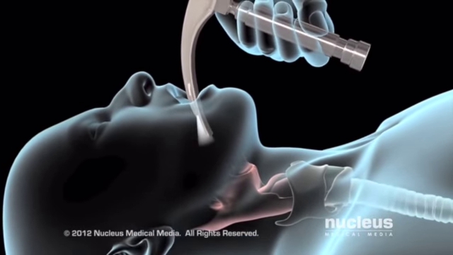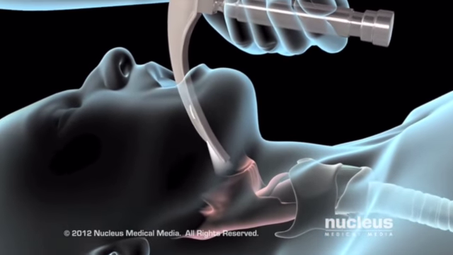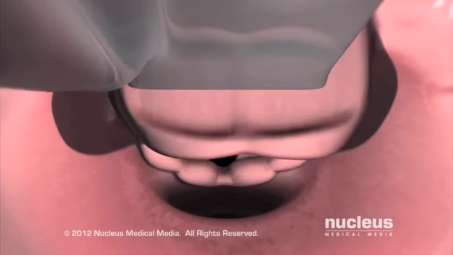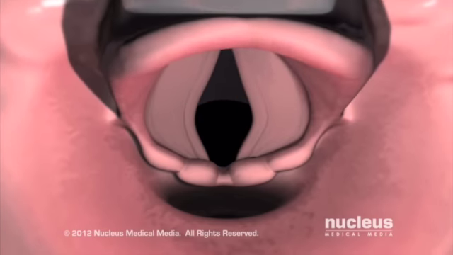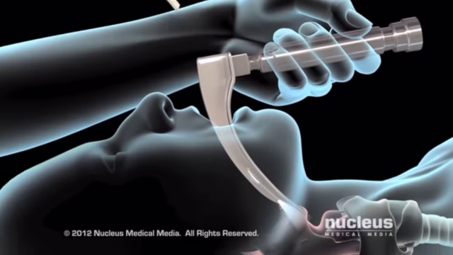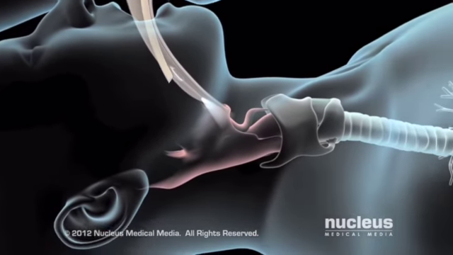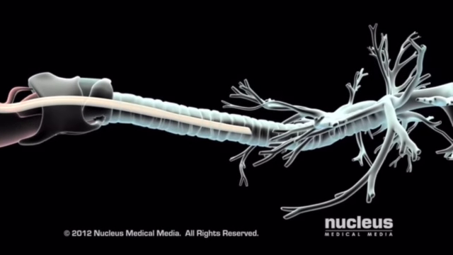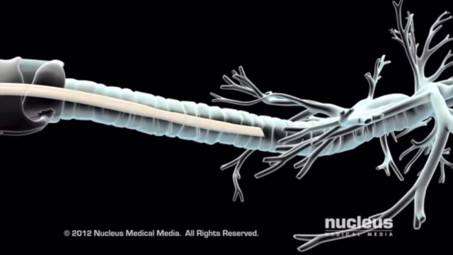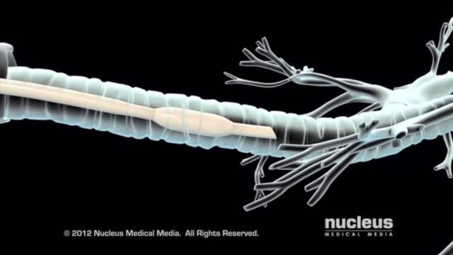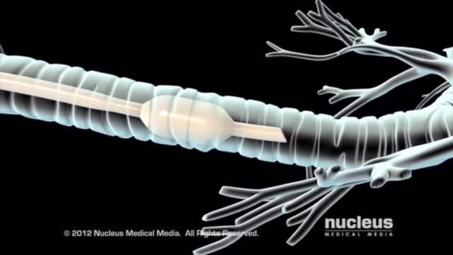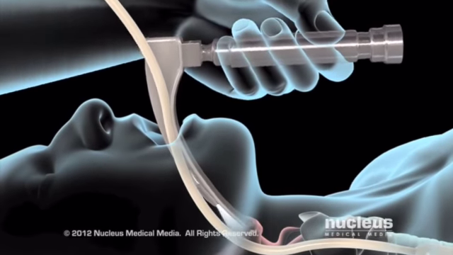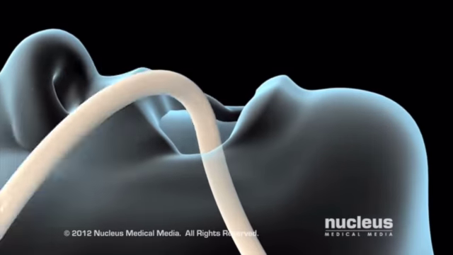The laryngoscope is inserted into the mouth and down into the throat. The blade will raise the epiglottis, and the tip of the ET tube will be advanced into the trachea. A small balloon is then inflated to keep it in place. Then the laryngoscope is removed, and the tube is secured on the patient's face by tape.